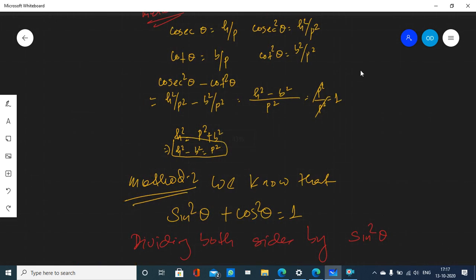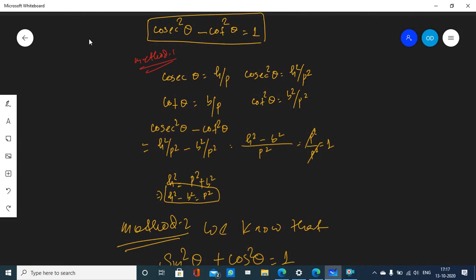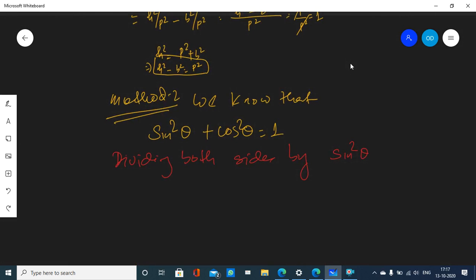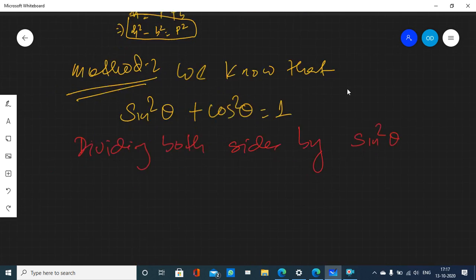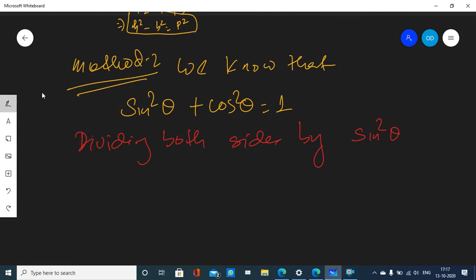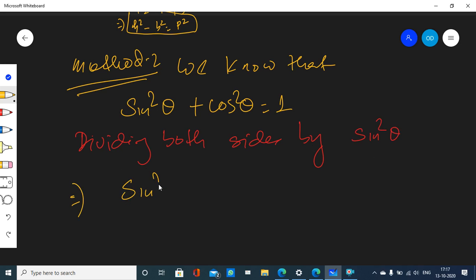What you have to prove, essentially you just have to look at it. Cosec square theta minus cot square theta is equal to 1. Now think about it. What should I divide on both sides so that I shall get cot square theta and cosec square theta and 1 over sin square theta? Think about it. Let's divide both sides by sin square theta.